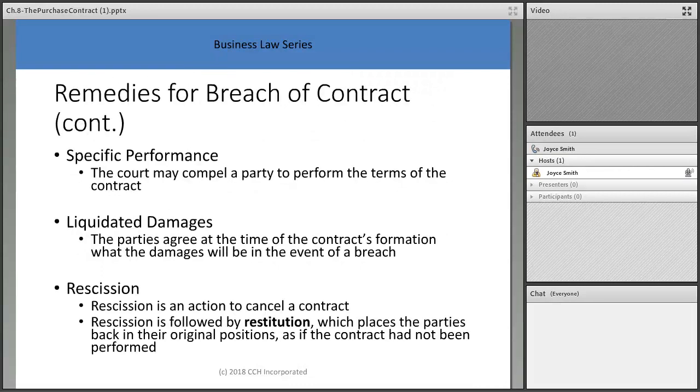Very different things. Specific performance. So this is what a court can do. They can compel the party to perform to the terms of the contract. We can take them to court. We can make them perform. We can do liquidated damages. Parties agree at the time of the contract's formation what the damages will be in the event of breach.